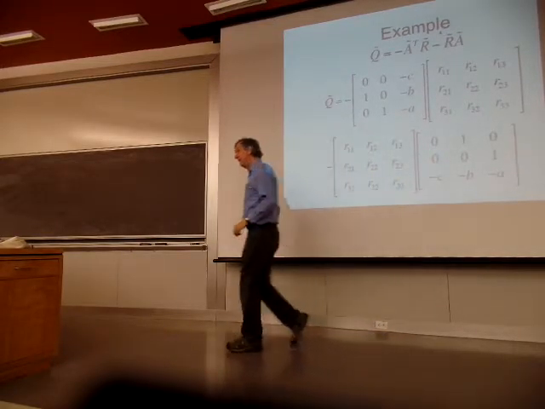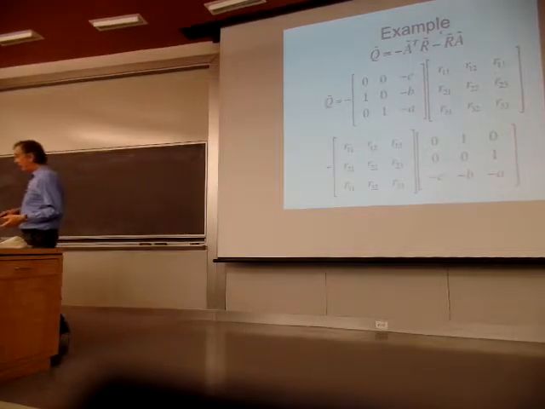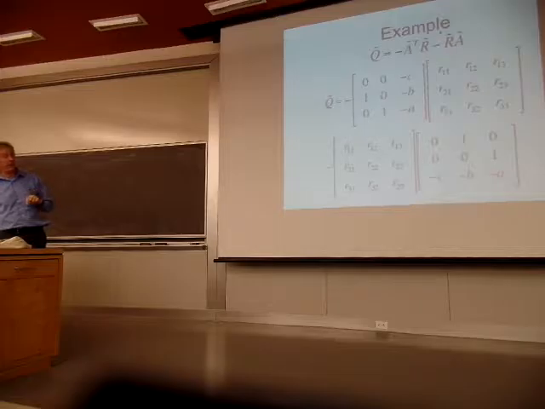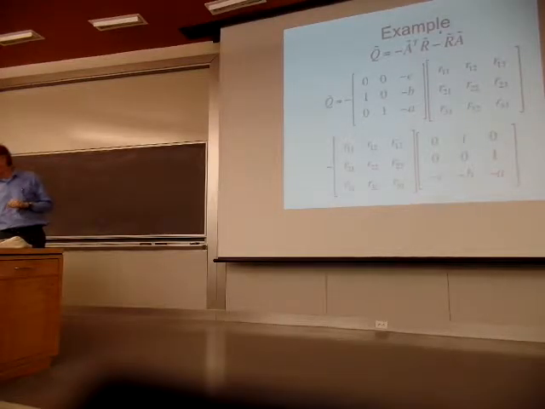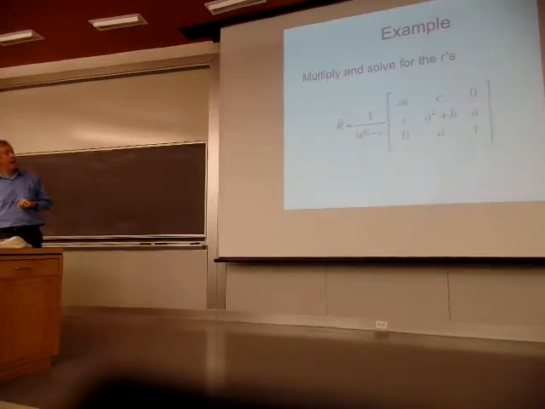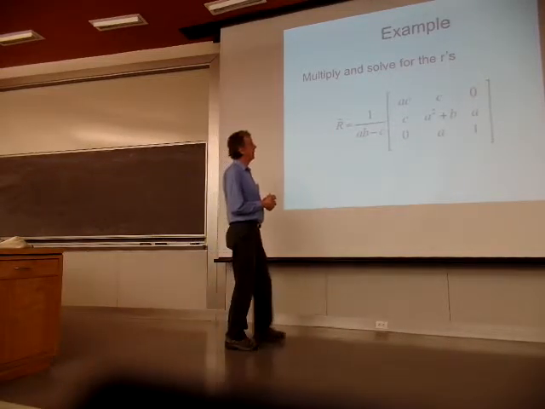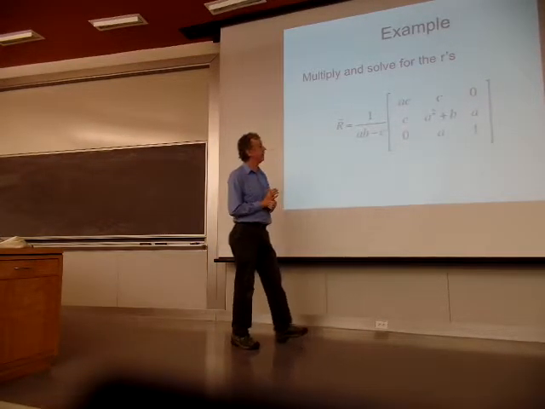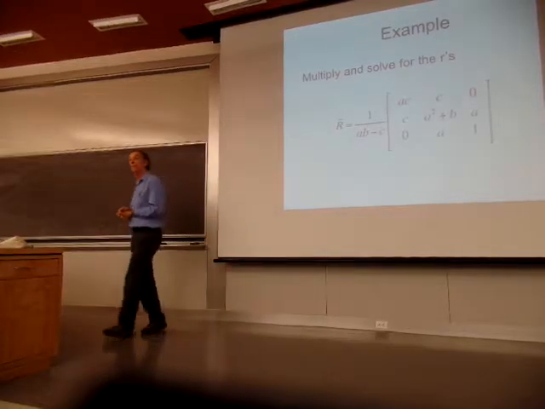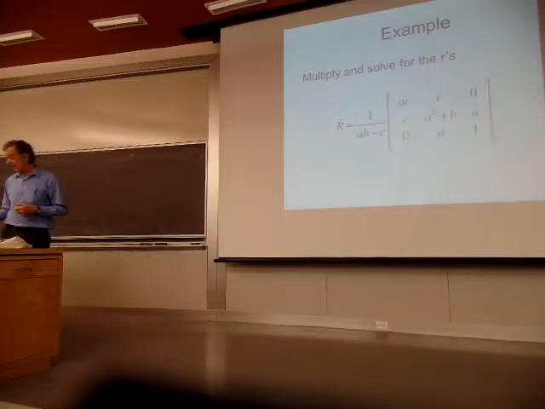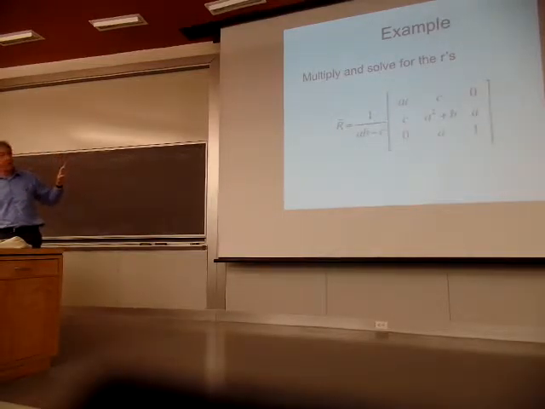And I know that must be equal to Q, which is 0, 2, 0 on the diagonal. And multiply it out and solve for all the R's. All right, so this is what I get for the R matrix. So set Q to be my desired value, and basically solve for the R's.